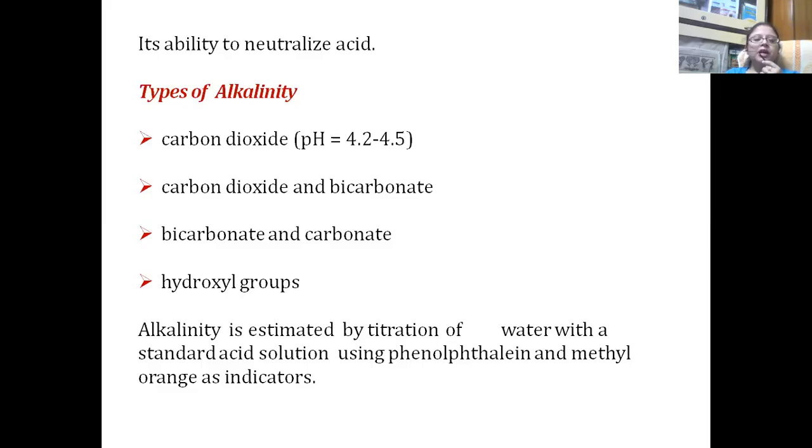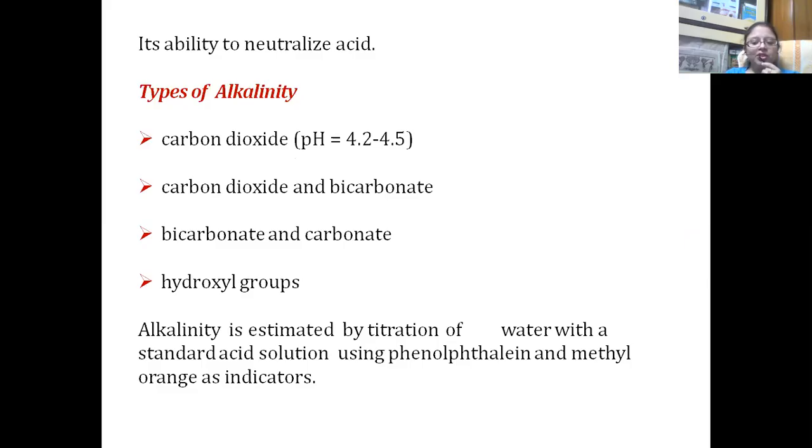So there are different types of alkalinity that may be present in the given water. One is coming from the dissolved carbon dioxide. One is coming from the carbon dioxide and bicarbonate. Next is bicarbonate and carbonate. And next is due to the hydroxyl group. So alkalinity, how will you measure it?